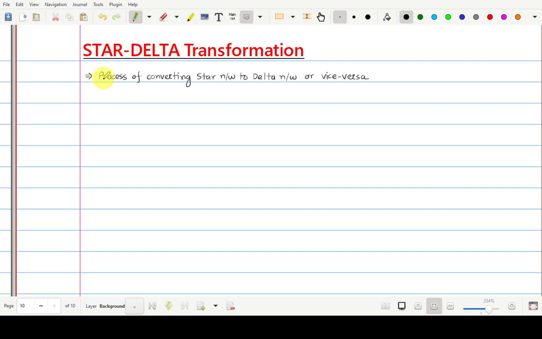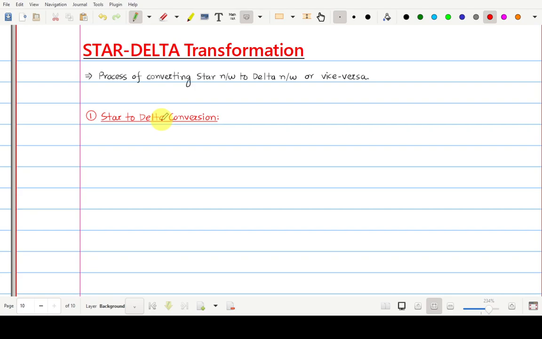So during this, as per definition, we will convert star network into delta network or vice versa. Means if delta network is available, then it can be converted into star network by using this process. So we will see first type of conversion, star to delta conversion. So if star network is given and you want delta network, then how can it be done? We will see one simple trick to remember this.